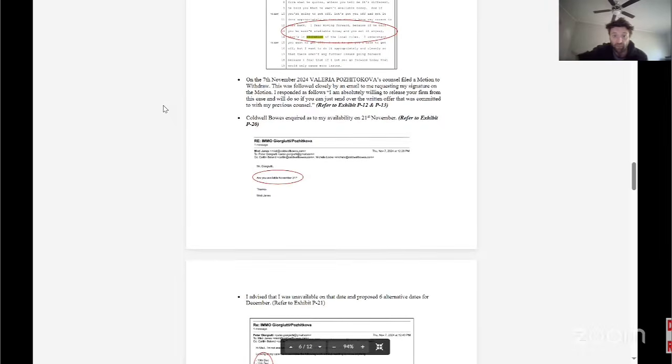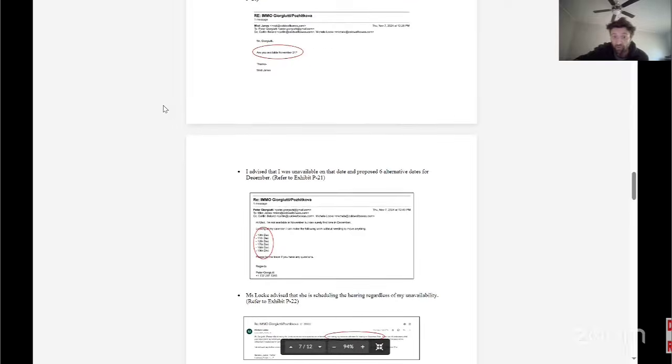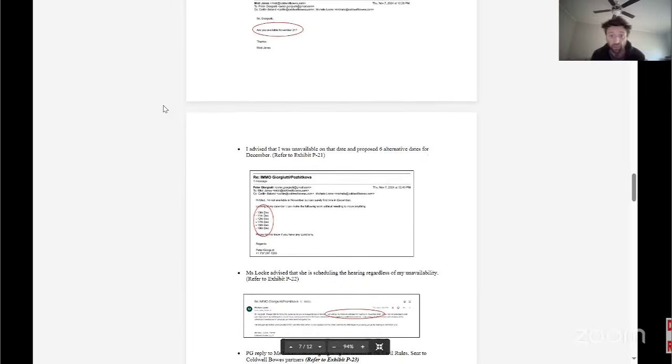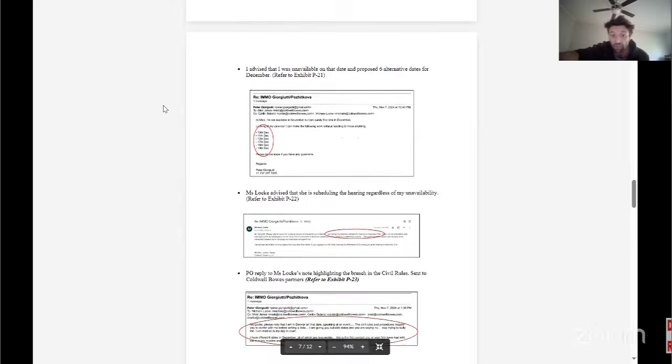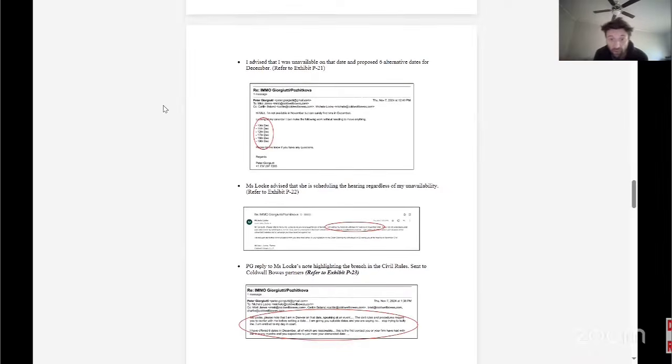Caldwell Bowers then asked me if I was available on the 21st. Within 10 minutes, I believe, I told them that I was not available and that I gave 6 alternative dates. Ms. Locke advised me that she would be scheduling this regardless. She said she doesn't know what my objection to her withdrawal would be, and she doesn't care, and that she's going ahead with this anyway.